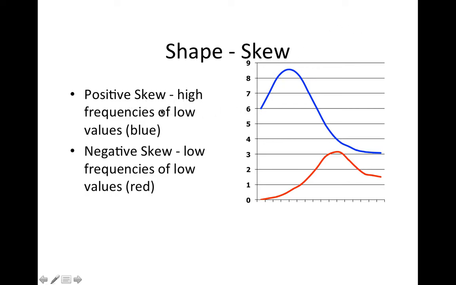Positive skew is when we have high frequencies of low values, and negative skew is the opposite. So if we have high frequencies of low values and low frequencies of high values, we say that the distribution has a positive skew. If we have low frequencies of low values, but higher frequencies of high values, we would say that's a negatively skewed distribution. You just have to sort of memorize that a distribution that looks like this is positively skewed, and a distribution that looks like this is negatively skewed.